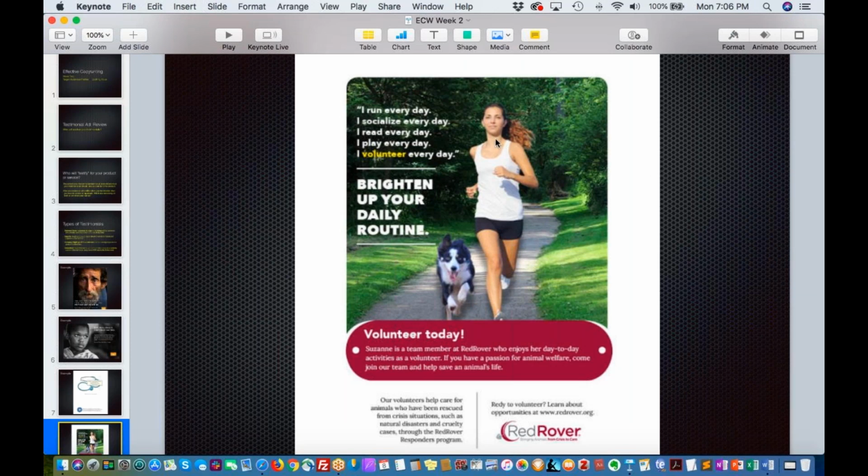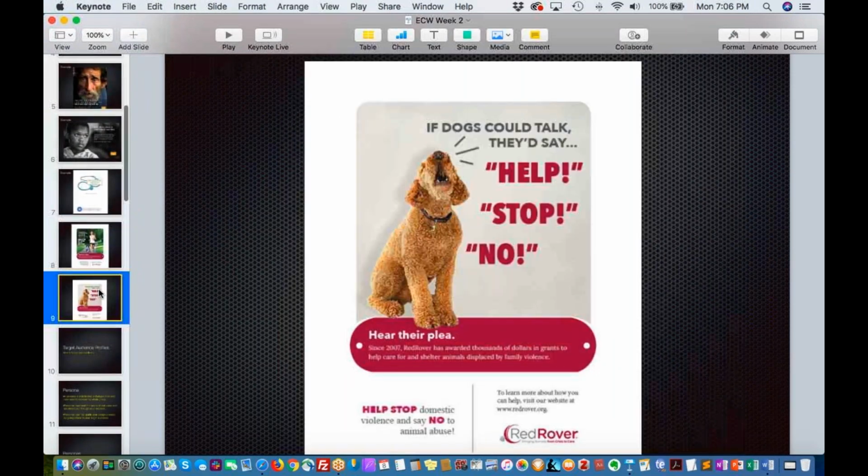So here you see the girl, Suzanne, she's running with her dog that she got from Red Rover, and how Red Rover helped her when she was in need. So she runs every day and she volunteers every day. So that's a testimonial ad from the point of view of someone who's used the services of Red Rover.